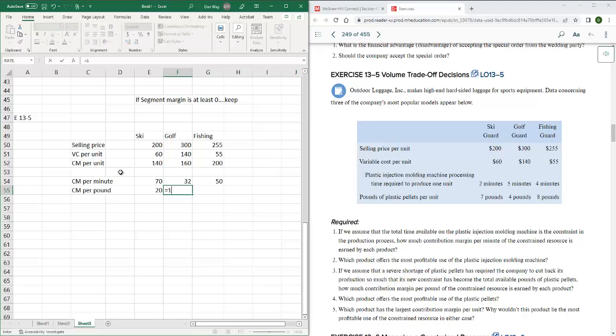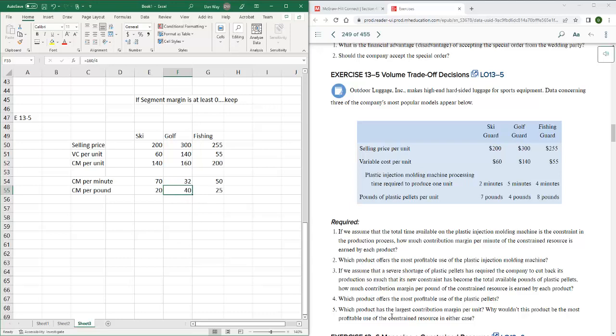The Golf Guard had a CM per unit of 160. It takes just 4 pounds. So it generates twice as much as that, $40 per pound of plastic. And then fishing was $200 per unit, but it takes 8 pounds to make one. So there's $25 per pound of plastic. Now the natural follow-up was which product offers the most profitable use of the plastic pellets. This time it's the Golf Guard. Okay, so if our constraint were to be the raw materials, the plastic, we'd want to focus on making as many of those as we could.